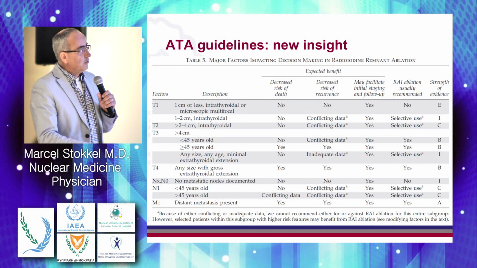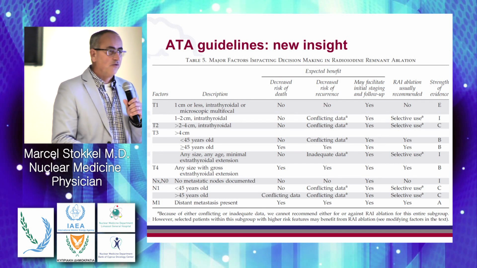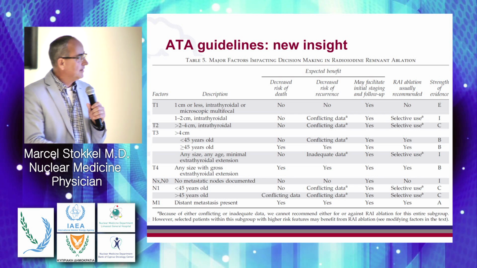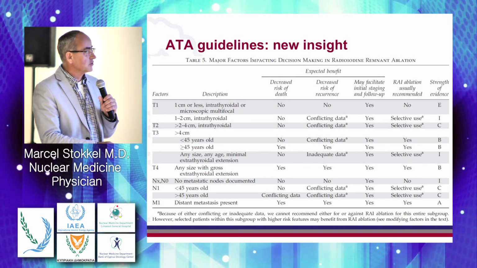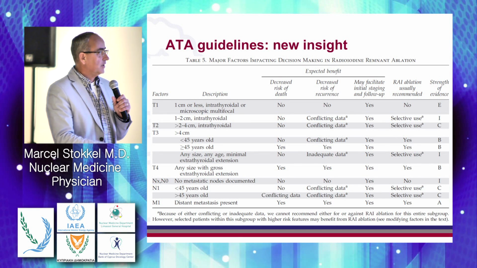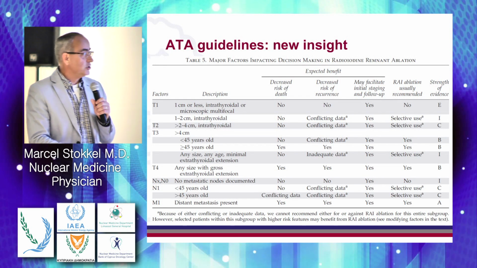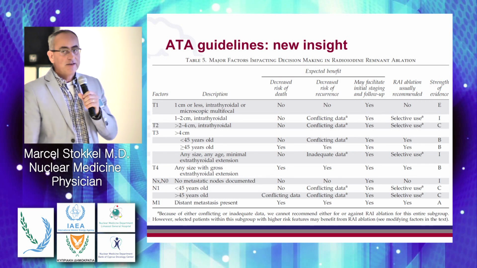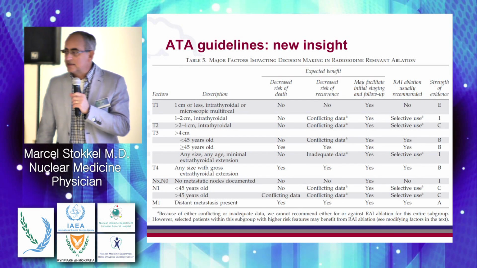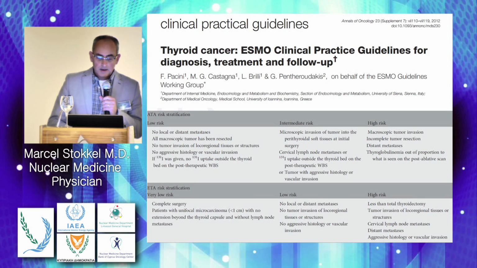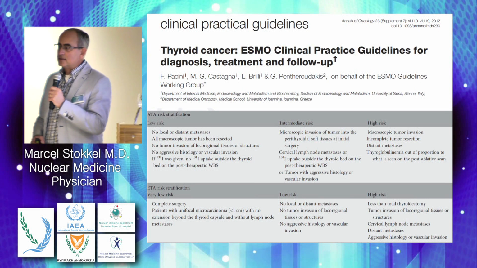When you look at the decreased risk of recurrence, you see that most of the data are conflicting. There is no benefit in the small tumors, conflicting data in the T2 tumors, the T3 tumors when the patients are young, inadequate data in patients of any size, any age, with minimal extrathyroidal extension, conflicting data, etc. So it is still very difficult to make up your mind. Those are the American guidelines.